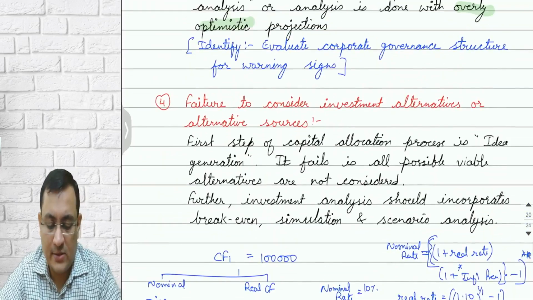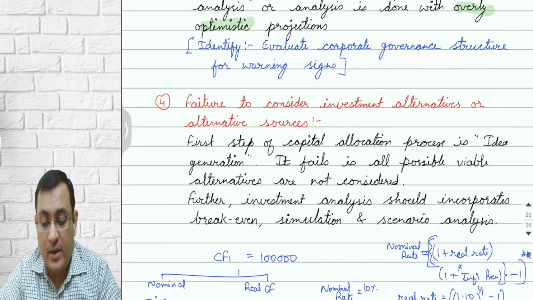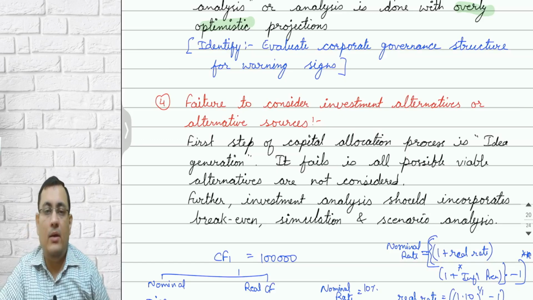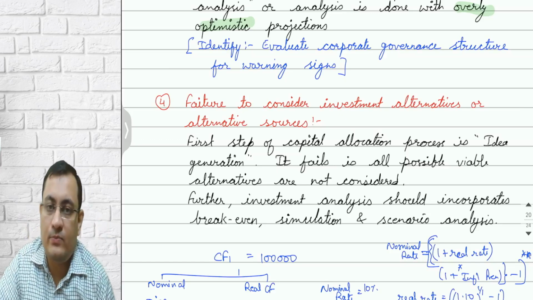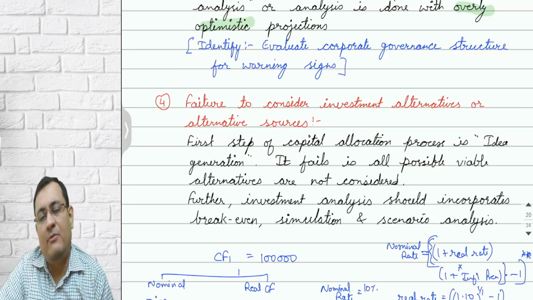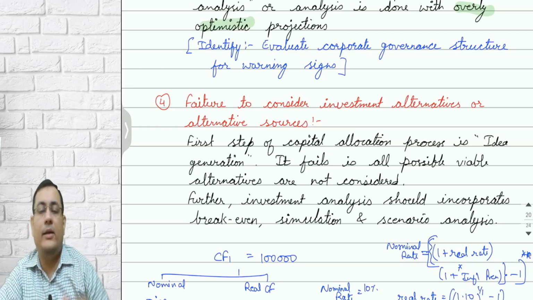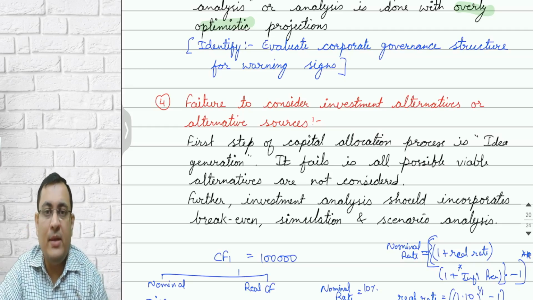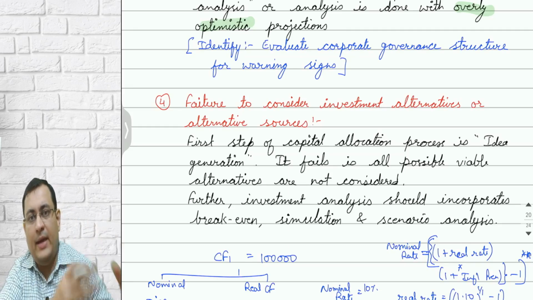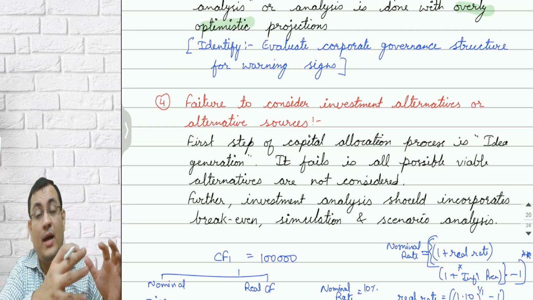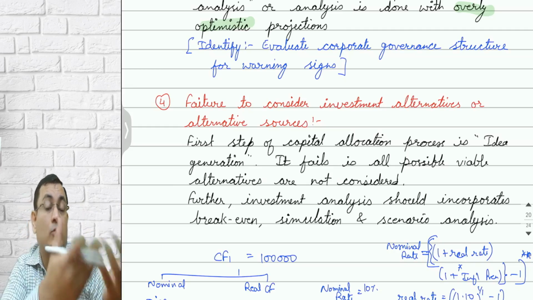Next, the last bias is failure to consider investment alternatives or investment sources. This is an error in the first step of the capital allocation process, that is idea generation. An idea may come from any source: your lower management, executives, and in fact most ideas actually come from lower management. The reason being, they are connected to the end consumers. So they know what end consumers actually need.